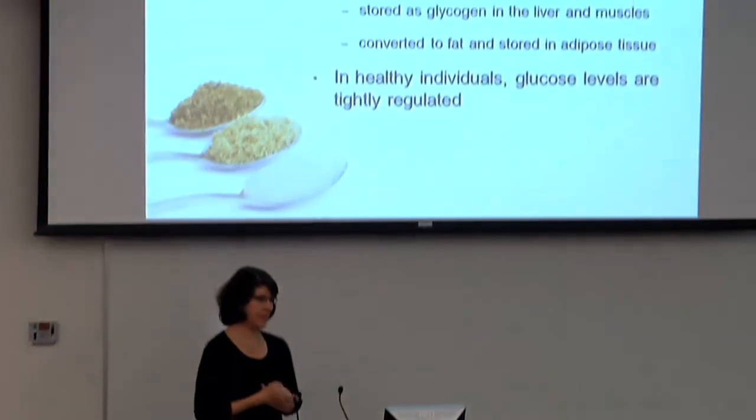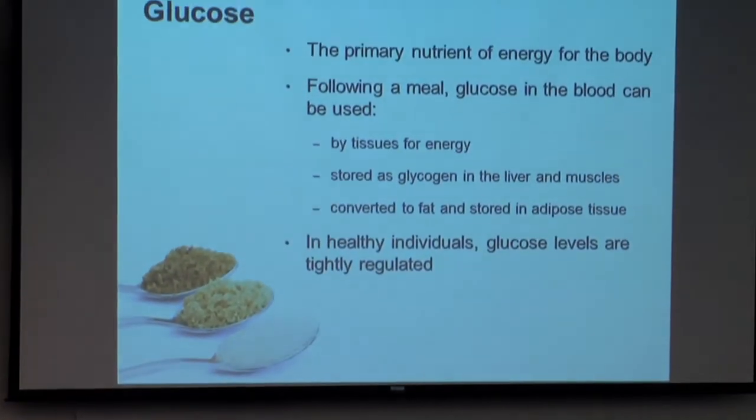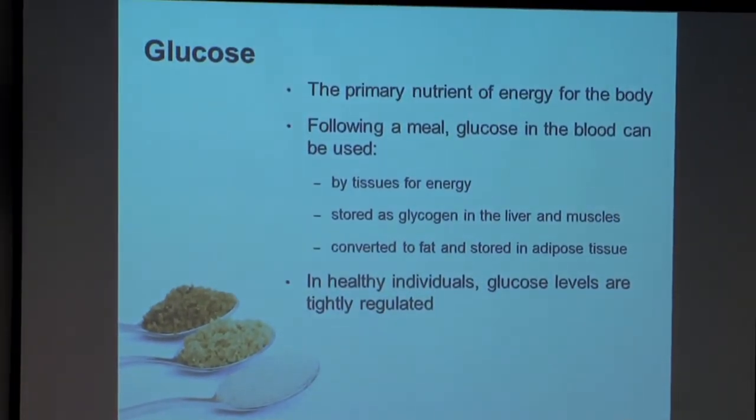Glucose, again, I'm going to be covering these things pretty quickly, but glucose is the primary nutrient for energy in the body. You can kind of think about it as the primary nutrient unit of energy that our body uses. Most of the disaccharides, the complex carbohydrates get metabolized down to a glucose unit.